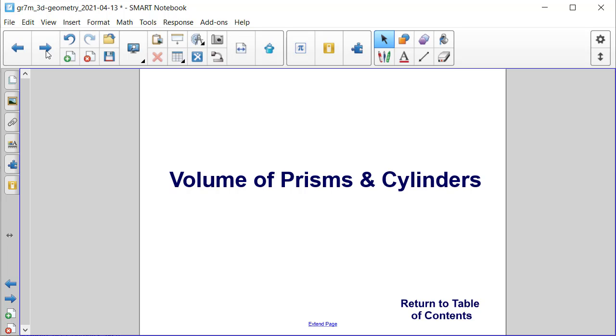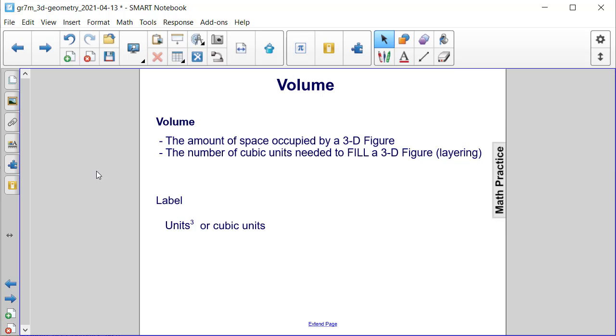Volume of prisms and cylinders. Volume is the amount of space that is occupied by a three-dimensional figure. It also references the number of cubic units needed to fill a 3D figure, such as layering, or you could think of trying to fill a cup with water: you're filling it with cubic units of measurement. So when we find the solution to volume problems, we label our solutions as units to the third power, or units cubed, or we write out cubic units.